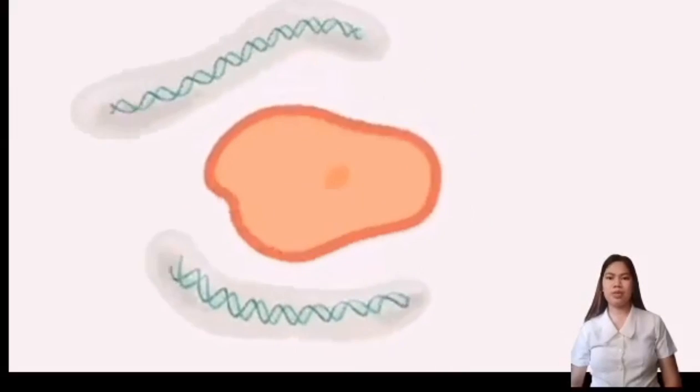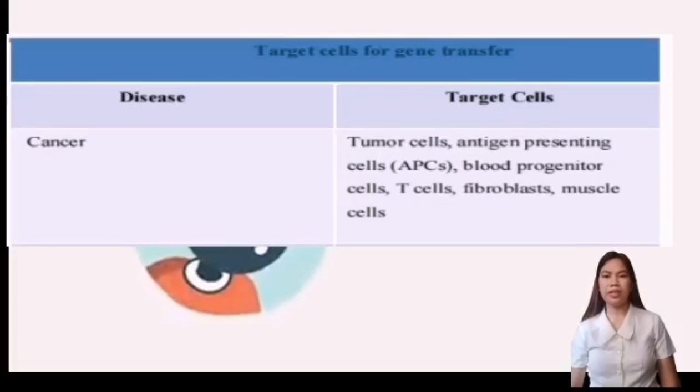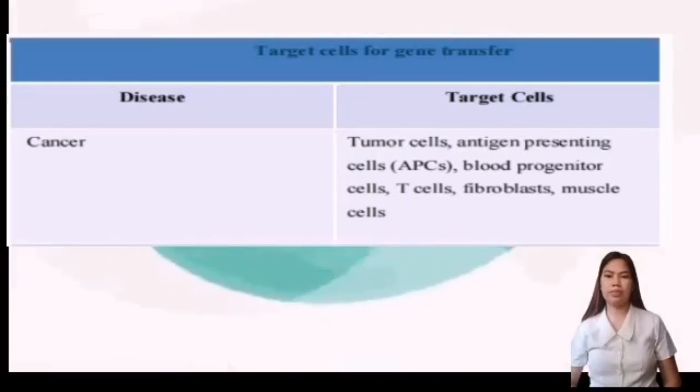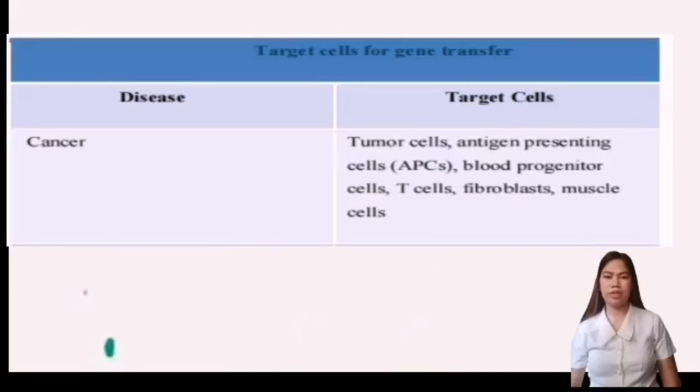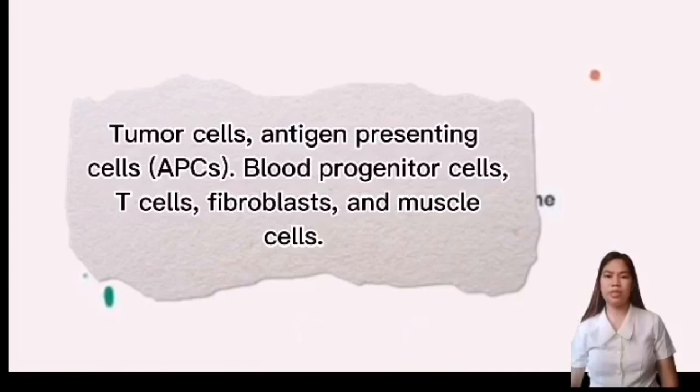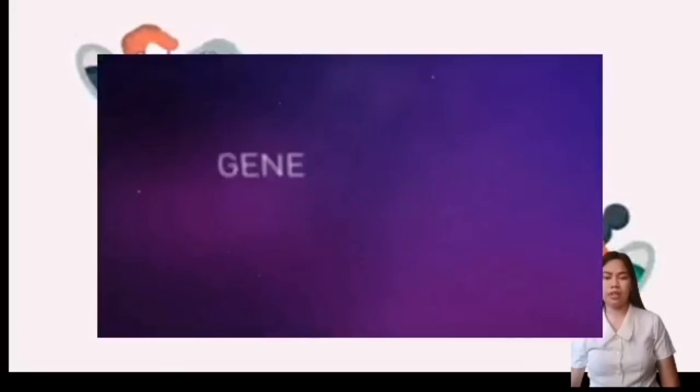So, let's discuss first the first disease in the table, which is cancer. So, cancer is a disease na cause ng uncontrolled division of abnormal cells in a part of the body. Makikita din natin sa table ang mga target cells for gene transfer. For gene transfer in cancer, these are the target cells: tumor cells, antigen-presenting cells, blood progenitor cells, T cells, fibroblasts, and muscle cells. So, ano nga pala yung tinatawag nating gene transfer?